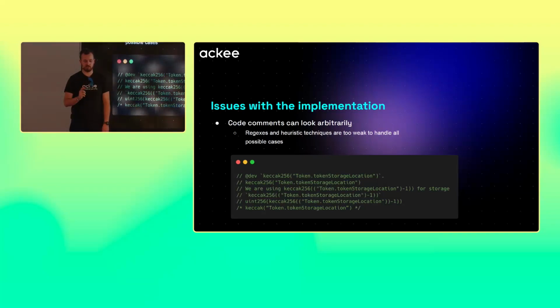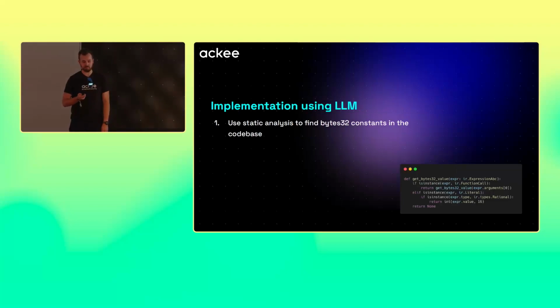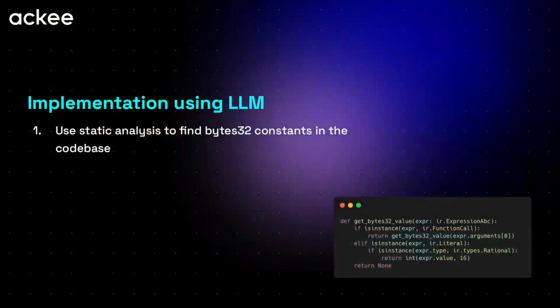We want to extract this pre-image from the code comment with the language model. The implementation will be pretty straightforward. We start with a pre-processing part where we use static analysis to find bytes32 constants in the code base. There is a snippet down here which does all the logic for that.